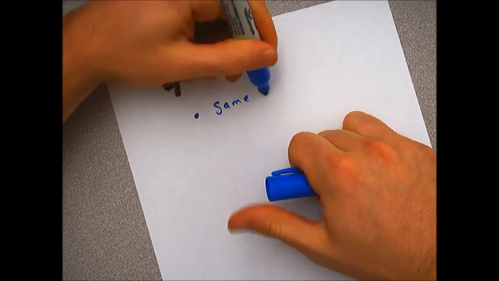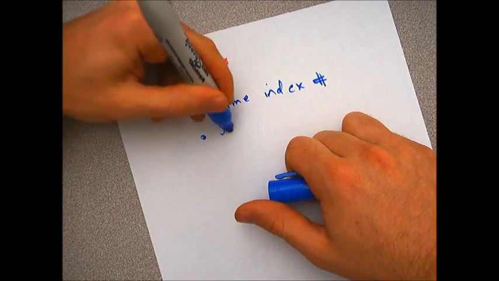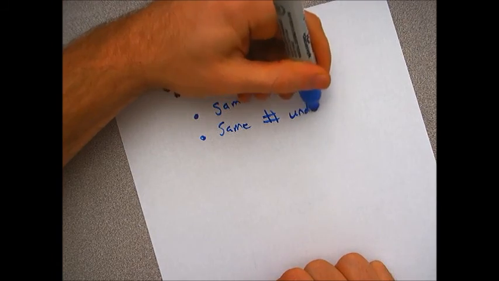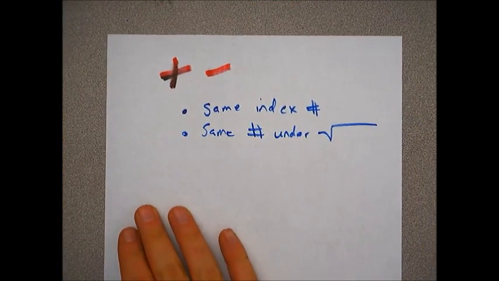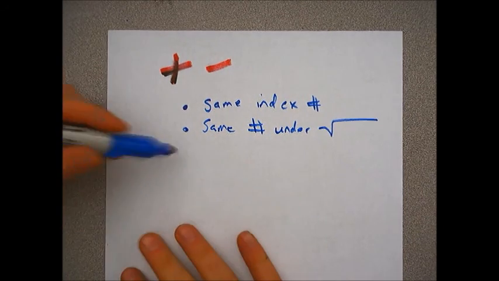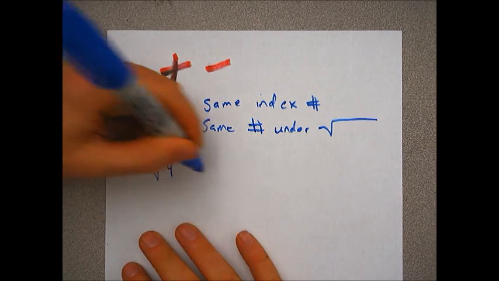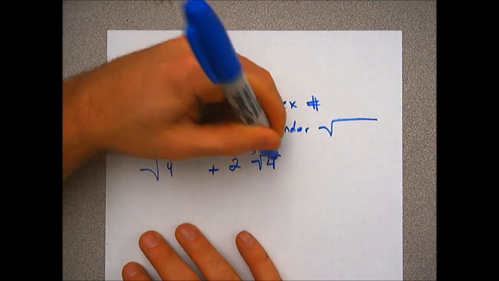the same index number, and you also need the same number under the radical. You need 2 things to happen to add or subtract. You need the same index number and the same number under the radical. So an example of something that would work. The cube root of 4 plus 2 cube roots of 4.